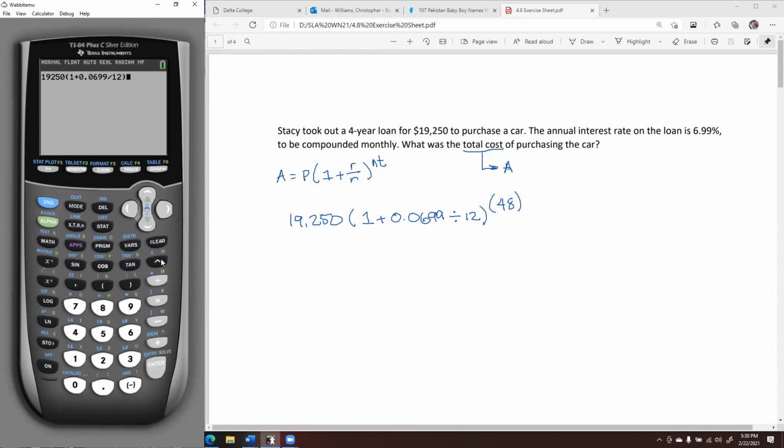To access the exponent, we'll use this little caret button right here. Let me draw a circle around that. That's going to get us into our exponent mode. And then we'll just enter 48. Now notice I didn't include parentheses here. When it's just a single number, you don't need them.